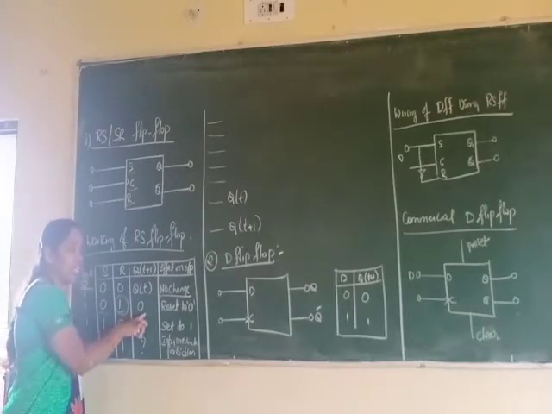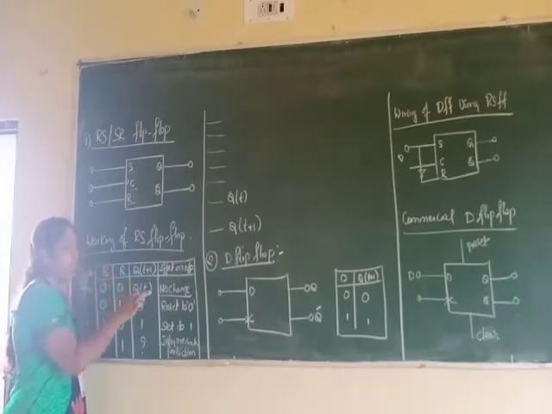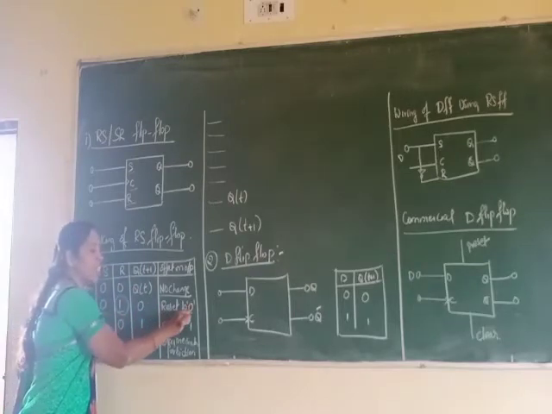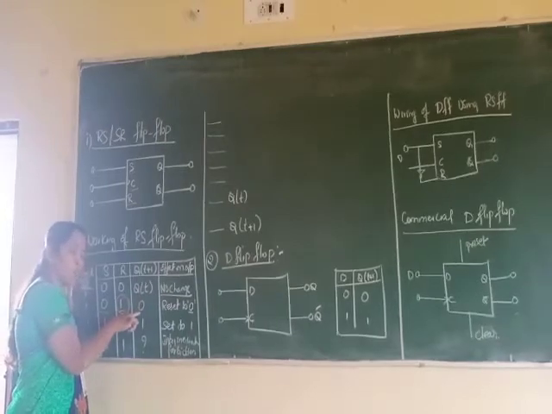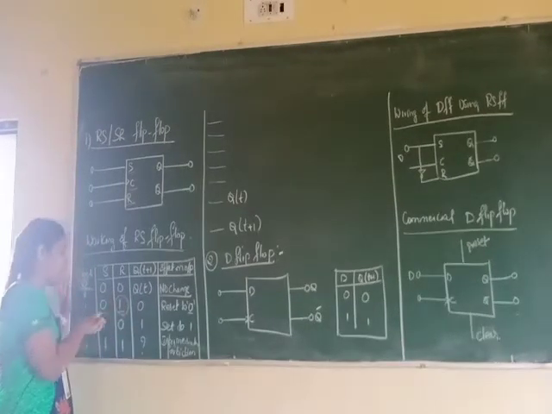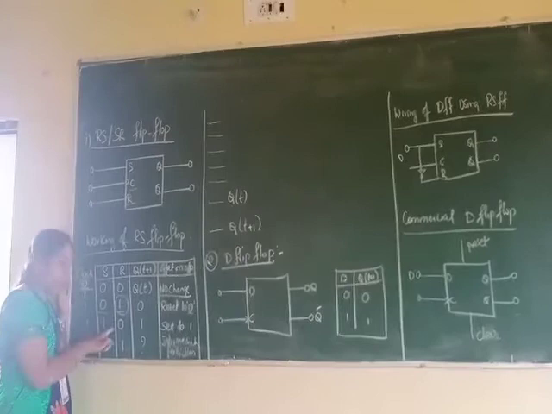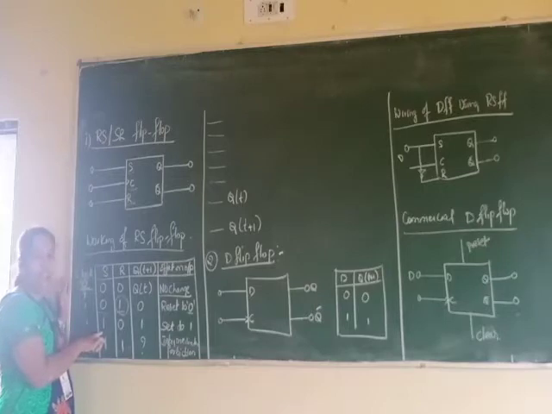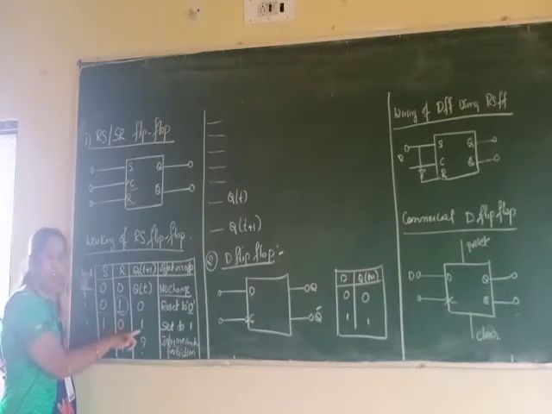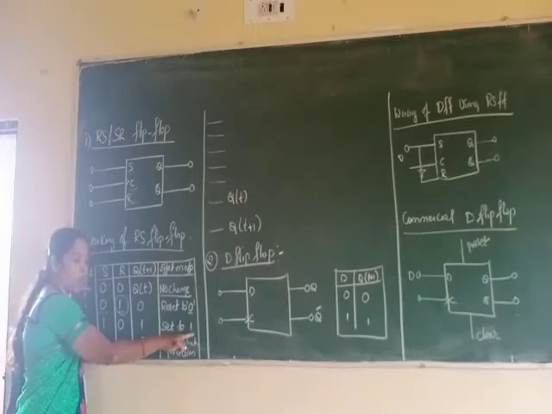Reset is nothing but clear, so the output is reset to 0. Reset stands for clear, so here the value is 0. Next, when S is equal to 1 and R is equal to 0, in which place is it 1? S. Then the set state is activated and the output will be 1. See here, set to 1.